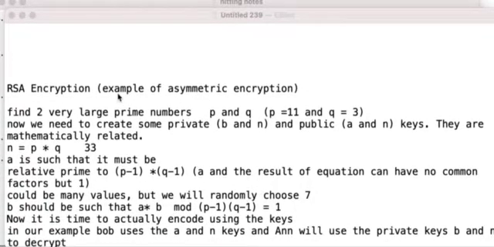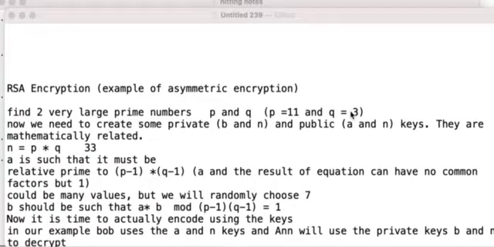So this is called the RSA encryption. And we start out by creating two very large prime numbers. We're going to call these two numbers P and Q. In our example, P is 11 and Q is 3.